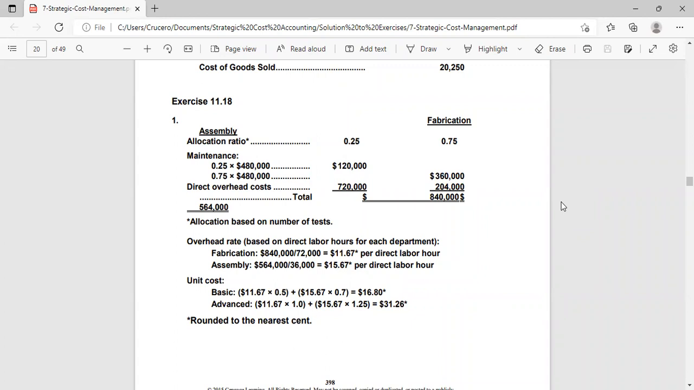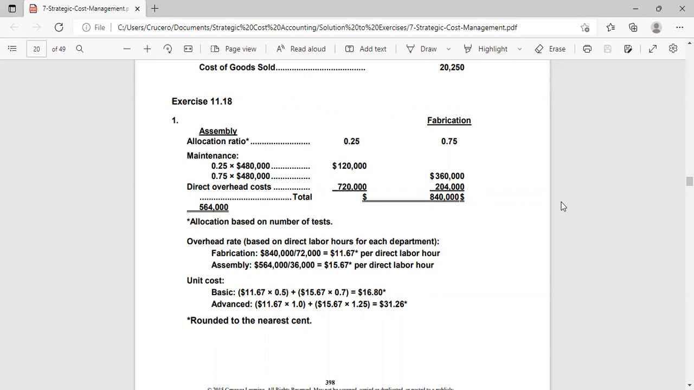So we have now the overhead for fabrication and assembly, number of tests, direct labor hours. In the fabrication department, the basic model requires 0.5 hour of direct labor, and the advanced model requires 1 hour. In the assembly department, the basic model requires 0.7 hour of direct labor, and the advanced model requires 1.25 hours. There are 45,000 basic units produced and 24,000 advanced units.